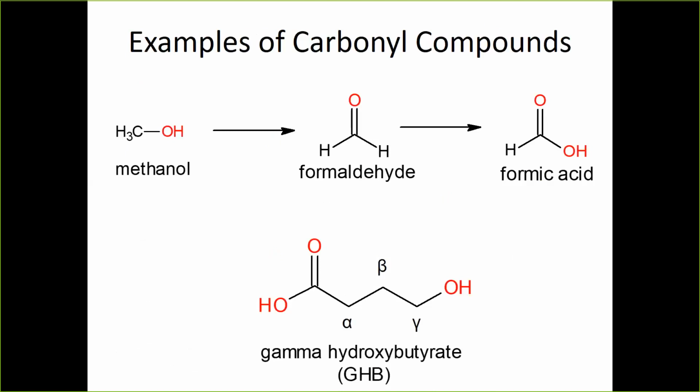And GHB is a GABA B receptor agonist, which is also a naturally occurring neurotransmitter in the body, and it's a drug of abuse as well, often by bodybuilders. It causes release of growth hormone.